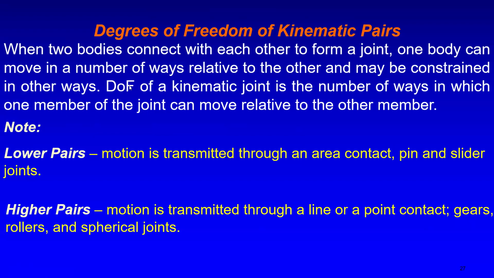So when 2 bodies connect, we are now looking at degrees of freedom of kinematic pairs. Let's look at how we calculate the degrees of freedom of kinematic pairs. When 2 bodies connect with each other to form a joint, one body can move in a number of ways relative to the other. For example, one can be rotating, one can be sliding, and the other may be constrained, because one is rotating, one is moving in the other direction.